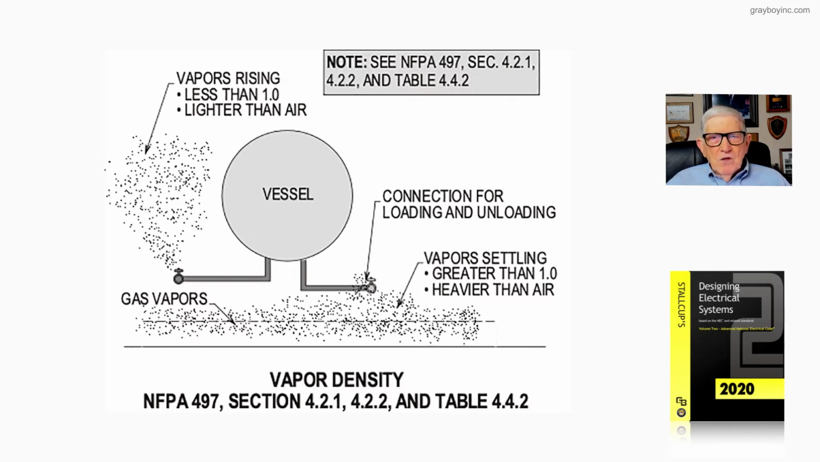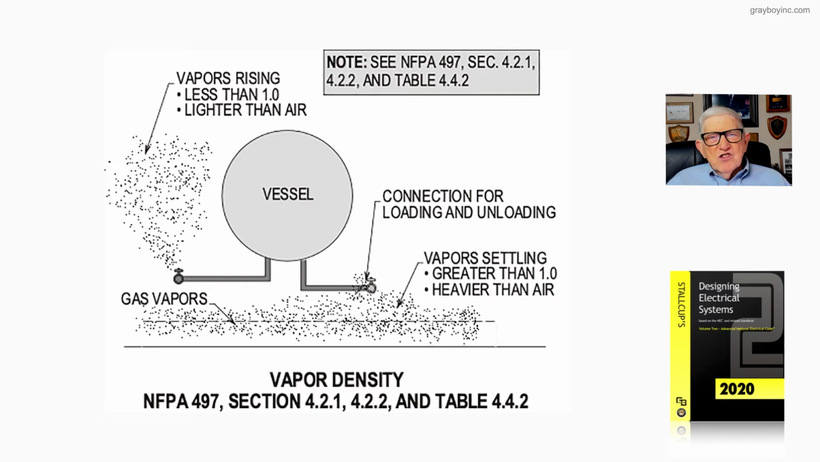Now, notice that in the note in the illustration, we refer you to NFPA 497, and you're looking at 4.2.1 and 4.2.2, and your table 4.4.2. Those sections in table work together to give you all this information that I just spoke to you about. But notice you must look at this vapor. Is it a rising type vapor? Less than 1.0, lighter than air, and it's going to rise. And you've got to worry about things in the ceiling areas if you're enclosed.